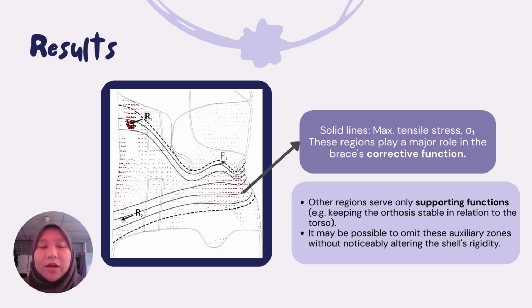slide comes in. The figure here maps the primary stress vectors, specifically focusing on the greatest tensile stresses, or sigma 1. The pathways of these stresses were plotted with splines, starting and ending near the points of applied external pressure. Numerical analysis of these stress trajectories suggests that specific regions of the shell contribute significantly to the brace's corrective function, while other areas primarily provide stability. These supporting areas could potentially be omitted without significantly affecting the shell's overall rigidity.